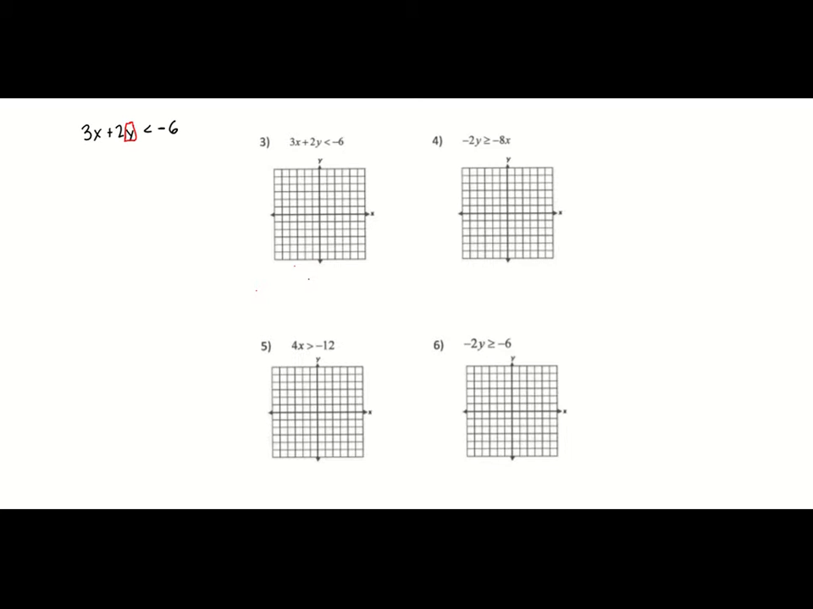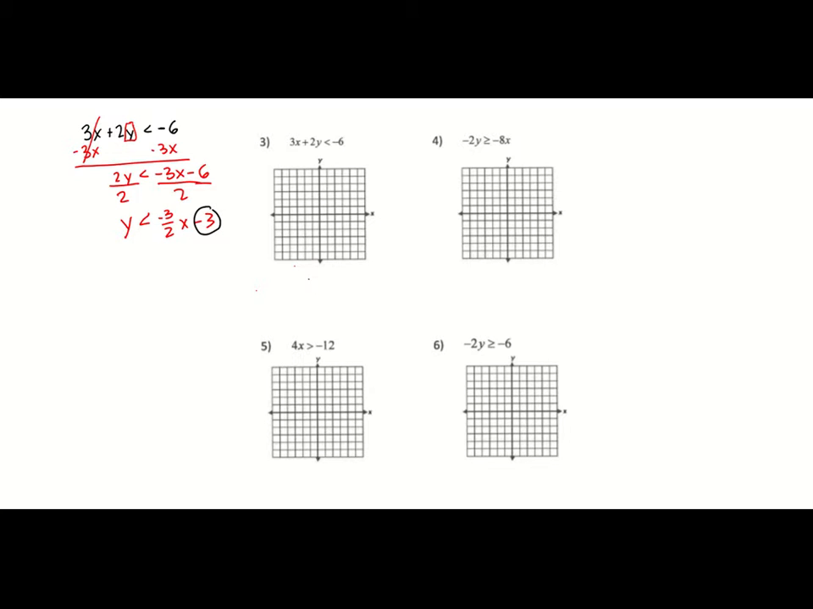So if I do that, I'm going to subtract 3x from both sides. 3x minus 3x is 0. Left with 2y is less than minus 3x minus 6. Then to get rid of that 2 out front of my y, I'm going to divide both sides by 2. I get y is less than negative 3 over 2x minus 3.